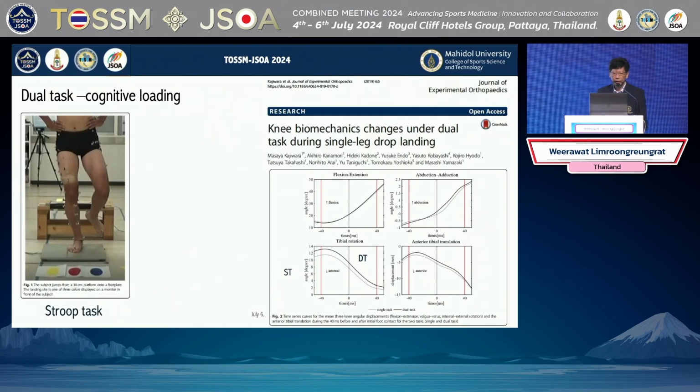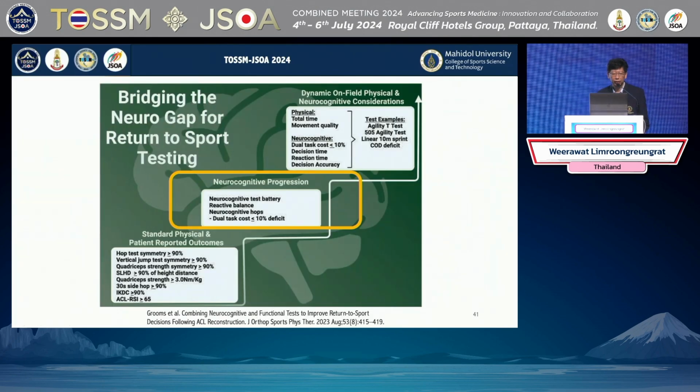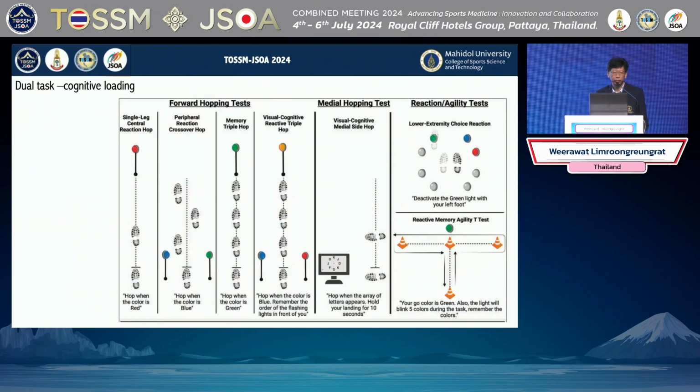When we look at knee biomechanics during dual task, for example drop landing and then a Stroop task, where they jump in different directions based on the cue, they found the kinematics and kinetics differ between the dual task and single task. So that's one thing that maybe can be added. Neurocognitive progression, for example a reactive battery, may be added. Here is an example, the forward hopping test. Rather than just hopping, maybe put a light on and say green is go, red light is stop, something like that.